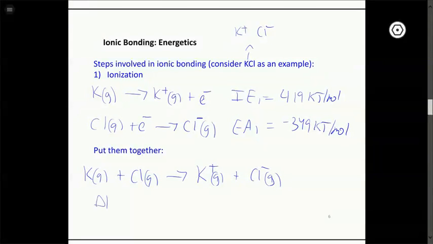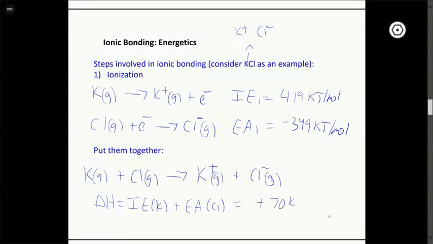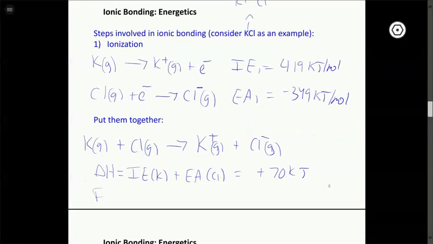So the enthalpy change for this reaction is just the ionization energy of potassium plus the electron affinity for chlorine. We've combined these two reactions. We add the enthalpy changes to get the overall delta H, and that comes out to plus 70 kilojoules. All right, so what that means is that just forming the gas phase ions is unfavorable.